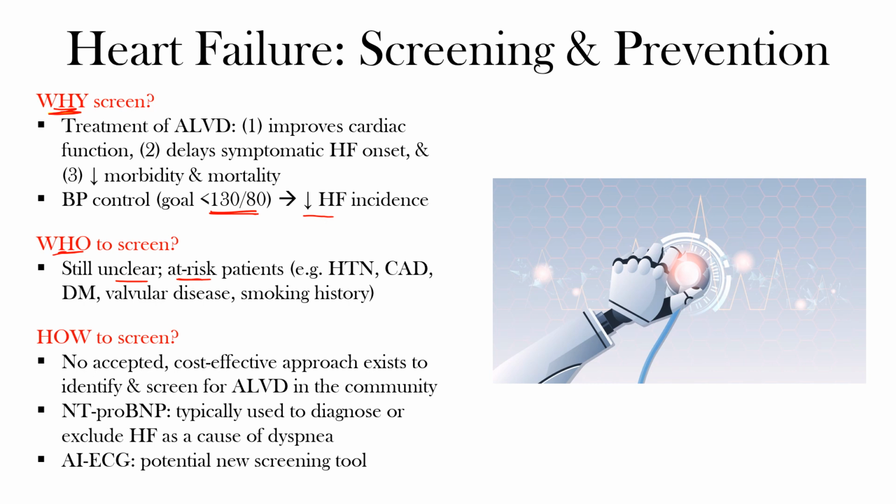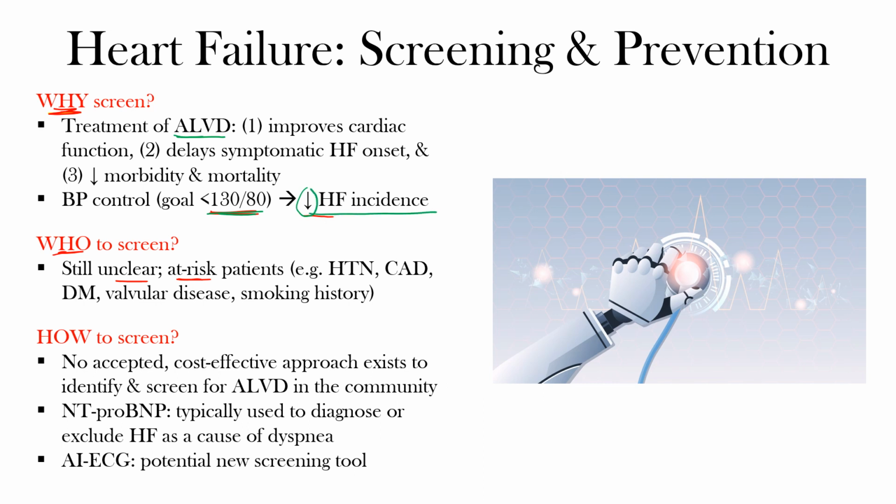So let's briefly review what we discussed before we end here. So we mentioned three questions with screening and prevention. That is, why do we screen, who do we screen, and how do we screen? The first one, why do we screen, is because we know that treatment of ALVD, which is asymptomatic LV dysfunction, improves cardiac function, it delays symptomatic heart failure, and it reduces morbidity and mortality. We know that if we control blood pressure, those that are hypertensive or at risk, to less than 130/80, this decreases and reduces the incidence of heart failure.